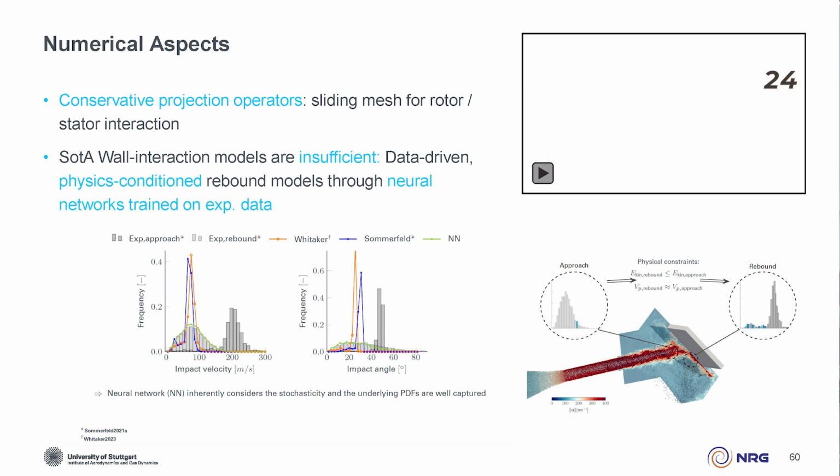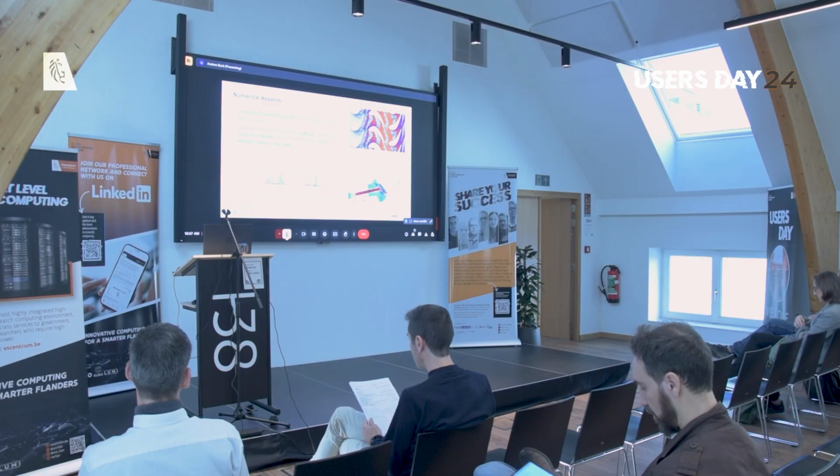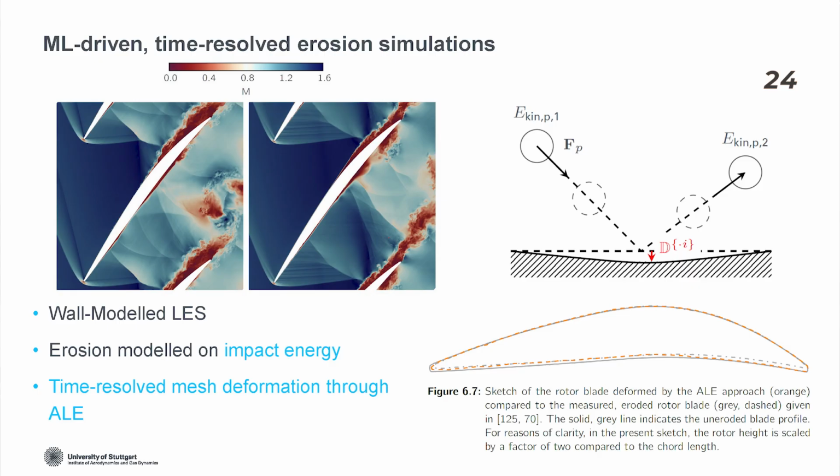So what we did here was to develop a physics-conditioned wall model for these types of particle wall interactions. The results of this trained model are these green curves here, which you see, which now fit nicely to the experimental data. So this is one example of how we use machine learning in a very tiny part of our full PDE solver to solve this problem.